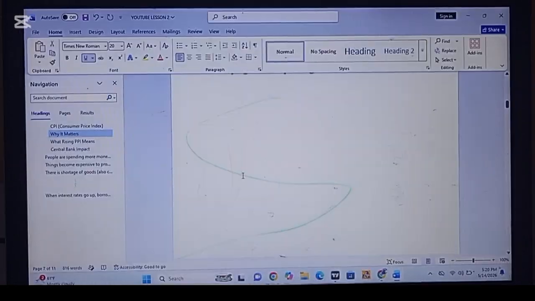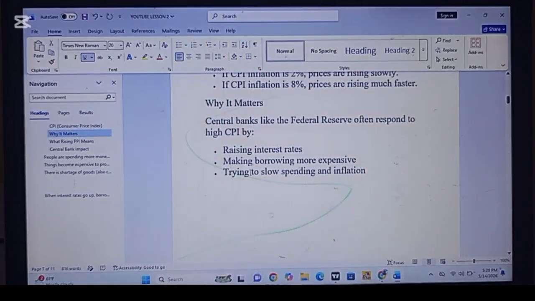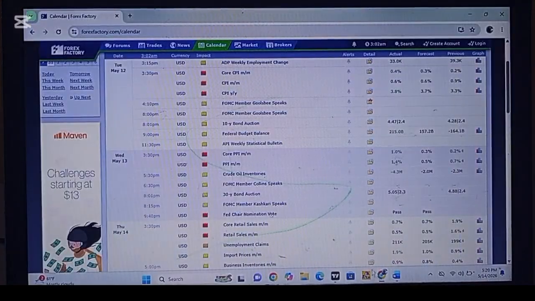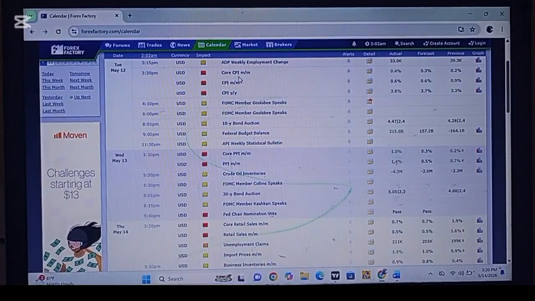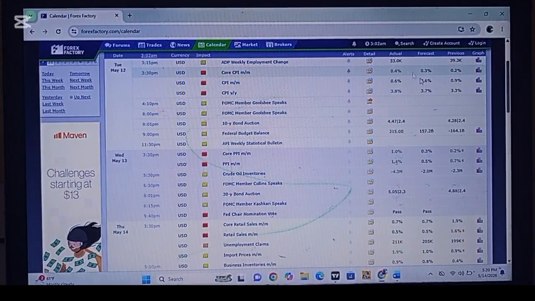When we come to this, you can see now we have finished CPI. CPI is just that short. So we have CPI, core CPI month to month, CPI month to month and CPI year to year. So you can see the level of inflation is increasing.